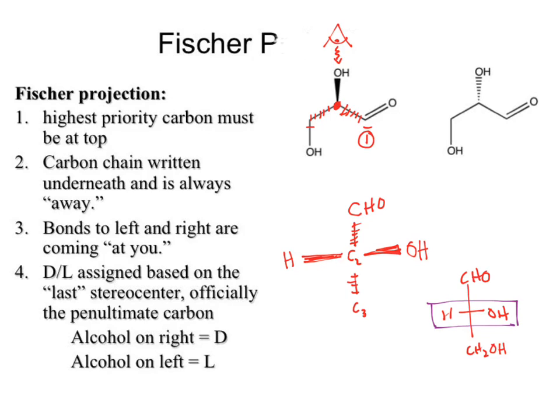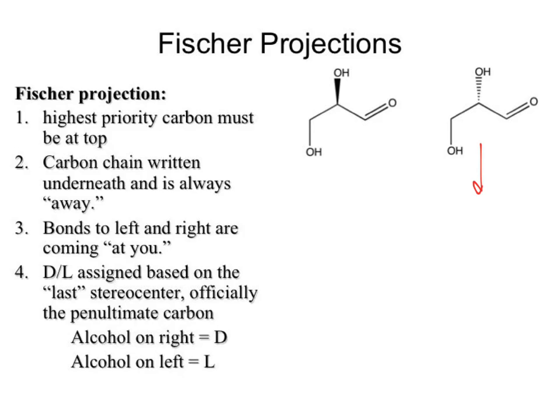The highest priority group on the last chiral atom is located where? It's the oxygen. The highest priority atom on the last chiral atom in our chain, from top to bottom, is located where? Right-hand side. Right in German is dextro. So this is the D form. If you went through and tried to draw that one, I'm going to have to erase everything, your result would end up being this.